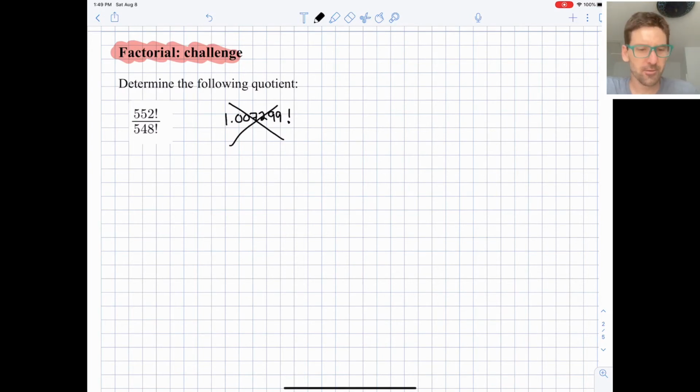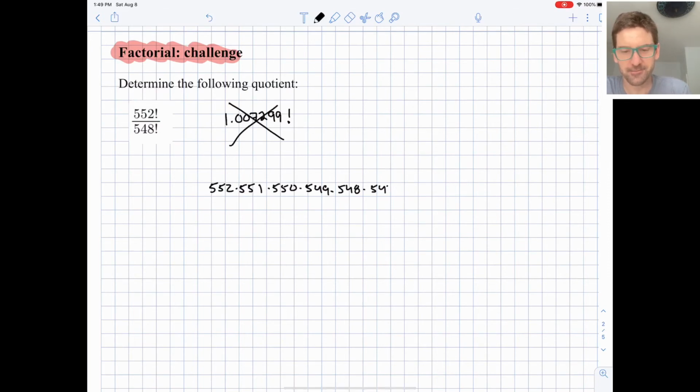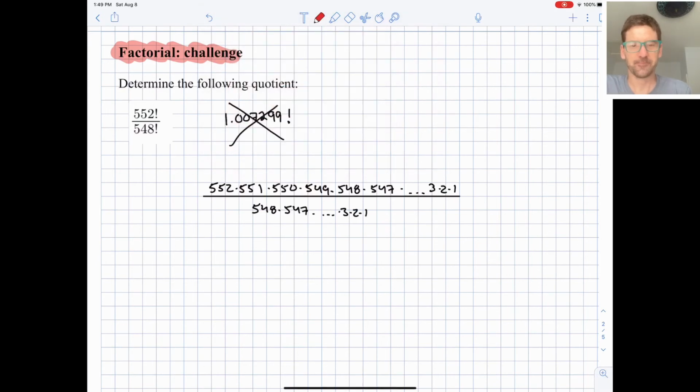But there's a clever way we can do this. So let's write it out. 552 factorial is 552 times 551 times 550 times 549 times 548. I promise I'm not going to write them all the way down to 3 times 2 times 1. Okay? And then we have to divide this by 548 factorial: 548 times 547, all the way down to 3 times 2 times 1.